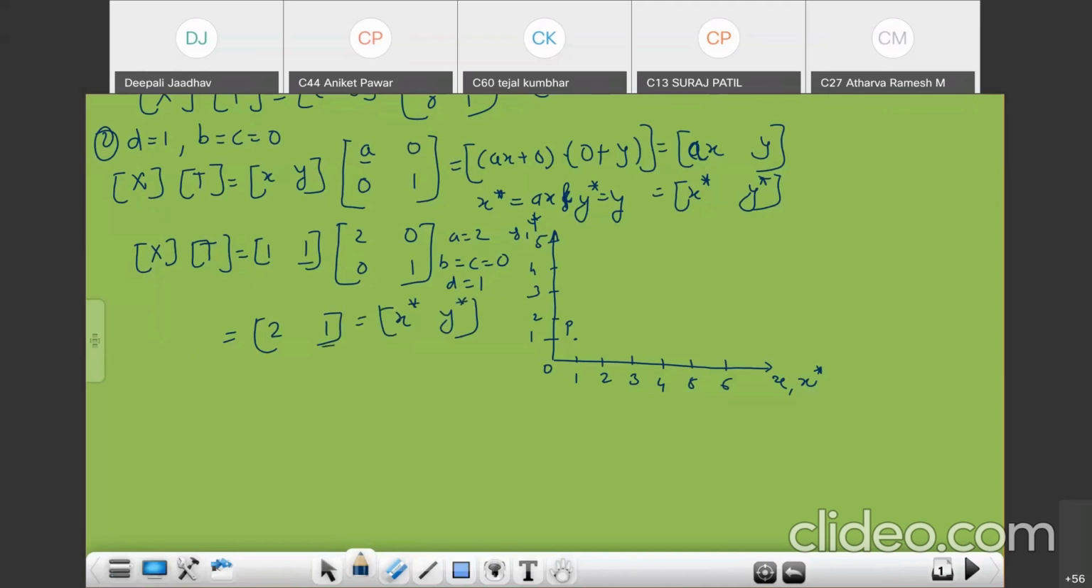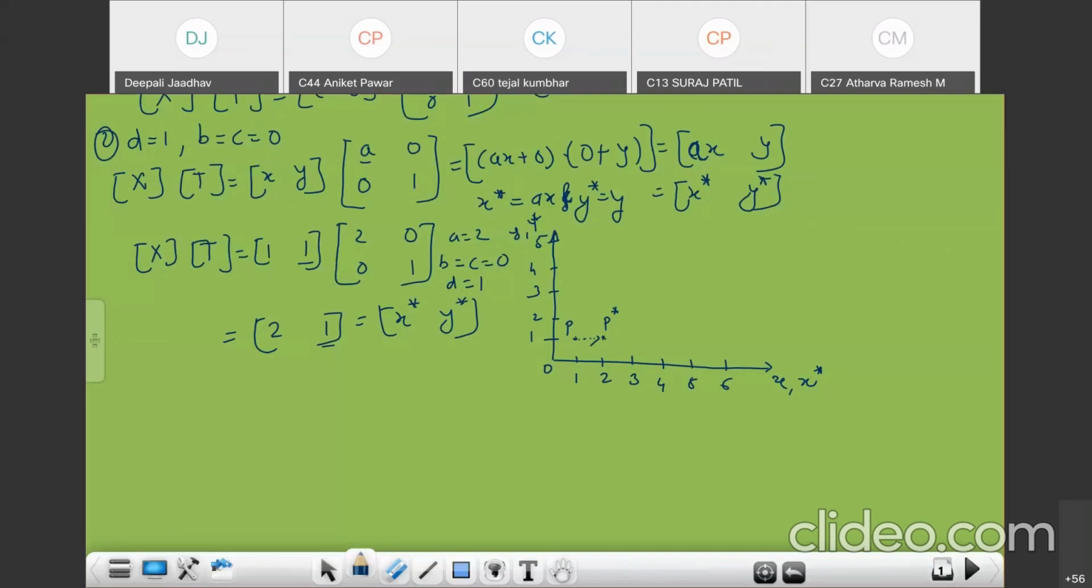So I draw it here. The result is 2 1, so that is our P star. This point is transformed from here to here. What happens here? This point P is transformed from here to here in the x coordinate direction only. Y remains as it is. Now you can, on your own, take any other transformation matrix and check whether it changes only the x coordinate or the y coordinate.